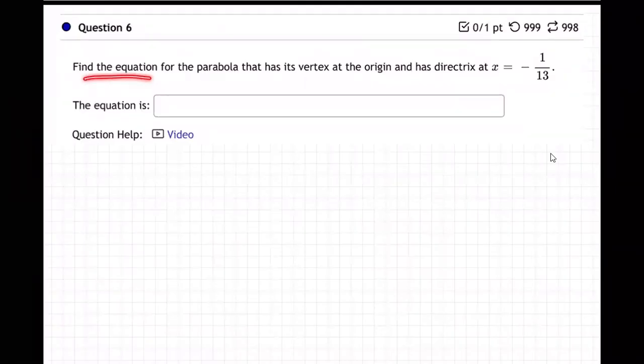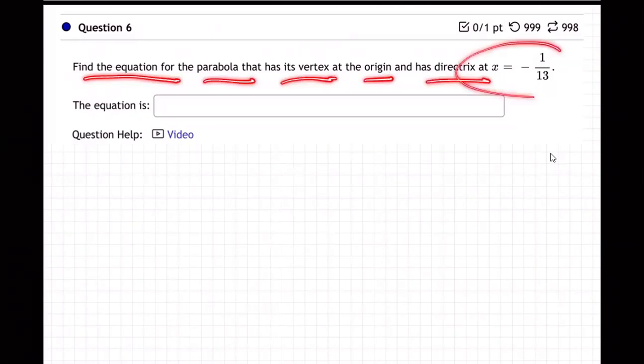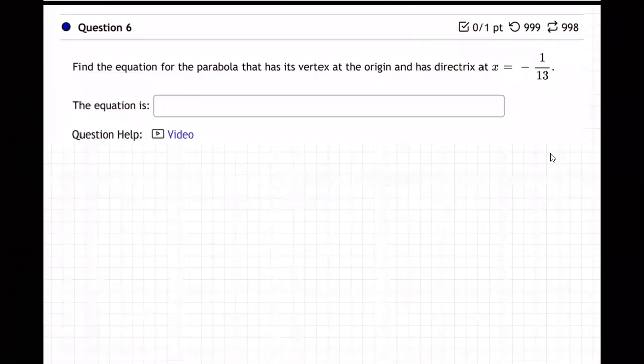Find the equation for the parabola that has a vertex at the origin and directrix... Okay. So let me, I'm going to again draw the thing because it's helpful.